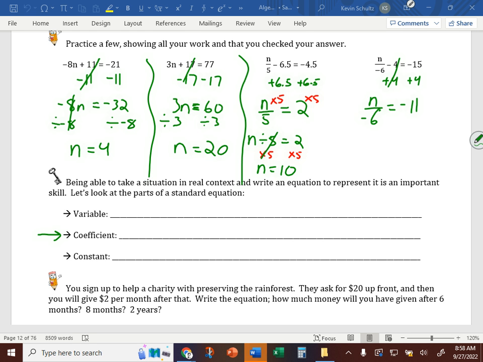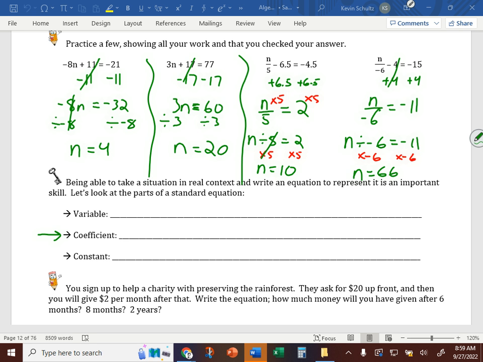Whether you want to think about it vertically or horizontally, your next step is the same. What are you going to be doing? Nathan? Yep, multiply by negative 6. And n is equal to positive 66. Positive 66. Okay? So there's your crash course in reviewing that two-step equation solving.